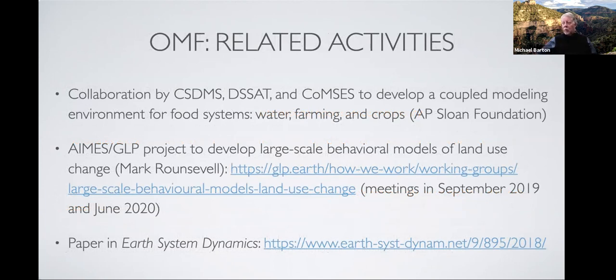In the interim, well, this organization doesn't officially exist, but what we've tried to do in the past couple of years is start to lay the groundwork for creating this kind of an organization. Systems and ComSysNet and then DSSAT Crop Modeling Group got a little bit of funding to develop a coupled modeling environment for food systems. As an example, we did this actually for an AGU paper and a failed NSF grant, and then we got some money from the Alfred P. Sloan Foundation.